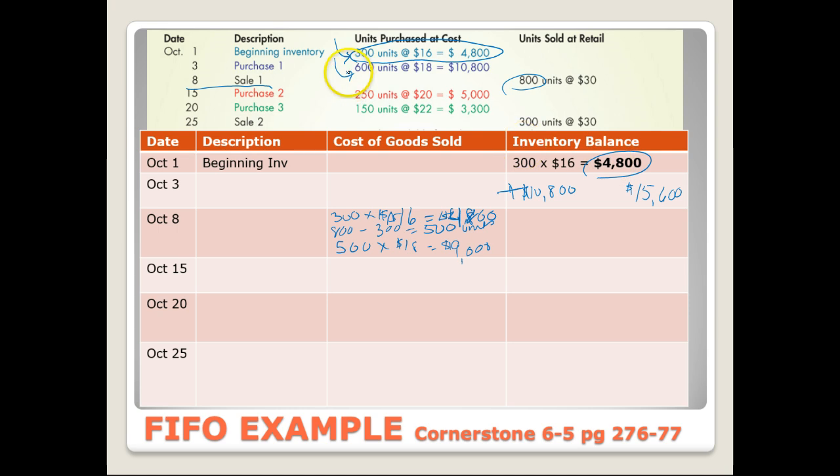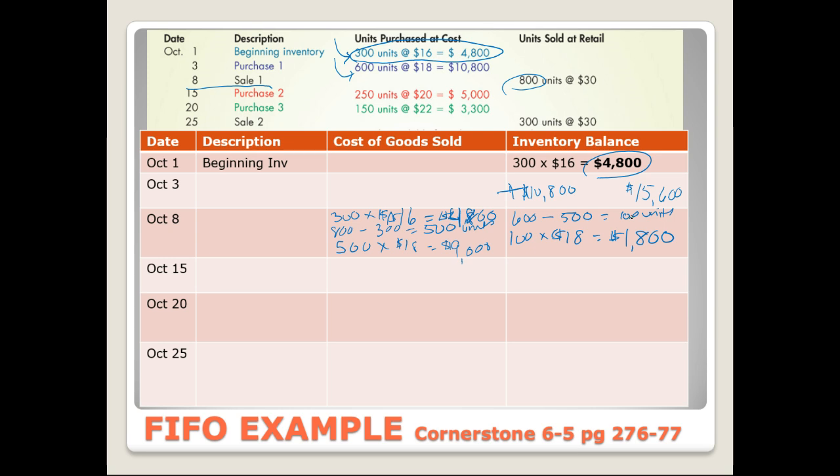And then how much do I have left of the second grouping? Well, I had 600 in there, but I just sold 500 of them. So there's 100 units left, and it's 100 units times $18 a unit. So right now I have $1,800 left. Does that make sense? All right, well, let's move on.